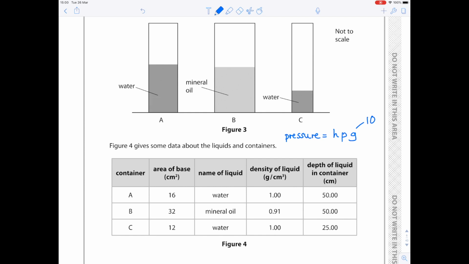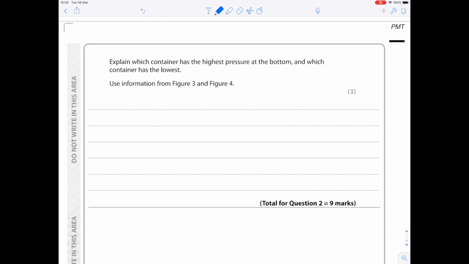And then if we look at the comparative densities, you can see that mineral oil has a lower density than water. So that puts itself below water in terms of density. So based on the fact that the water in A is the deepest and that it has a higher density compared with mineral oil, this means that A will have a greater pressure. So let's make that first statement. Pressure in A is the highest because it is the deepest and water has a higher density than mineral oil.